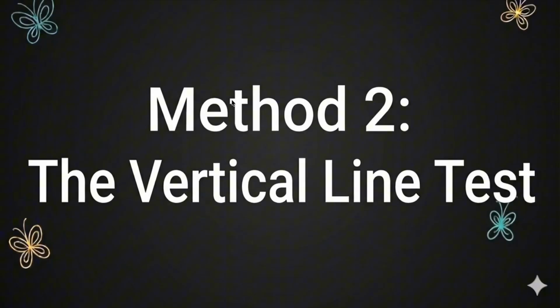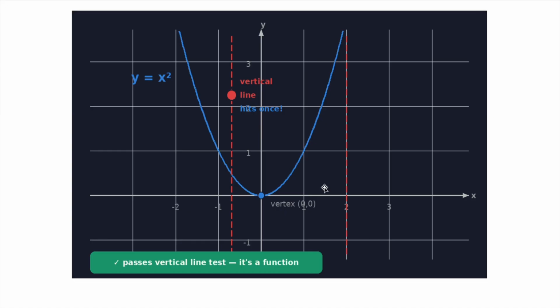For graphs, we use the vertical line test. The rule is simple. If you can draw a vertical line anywhere on the graph and it hits the graph at more than one point, then it's not a function. Let's take a look at this parabola. No matter where I draw a vertical line, it's going to hit the curve at only one point, so then it's a function since it passes the vertical line test.